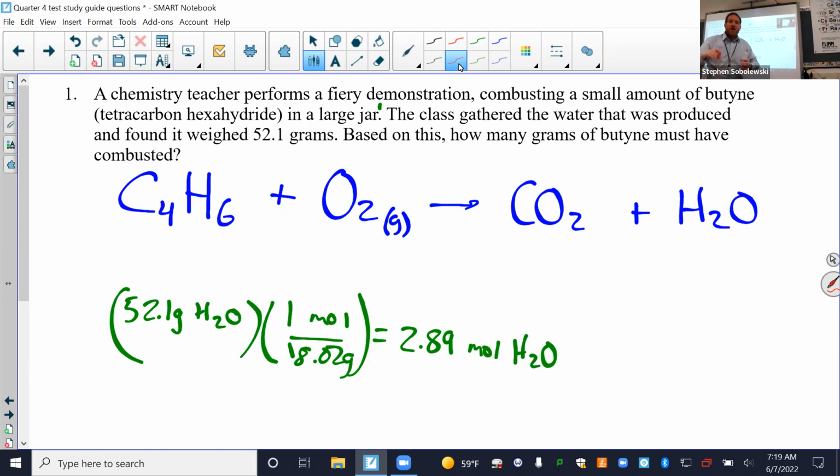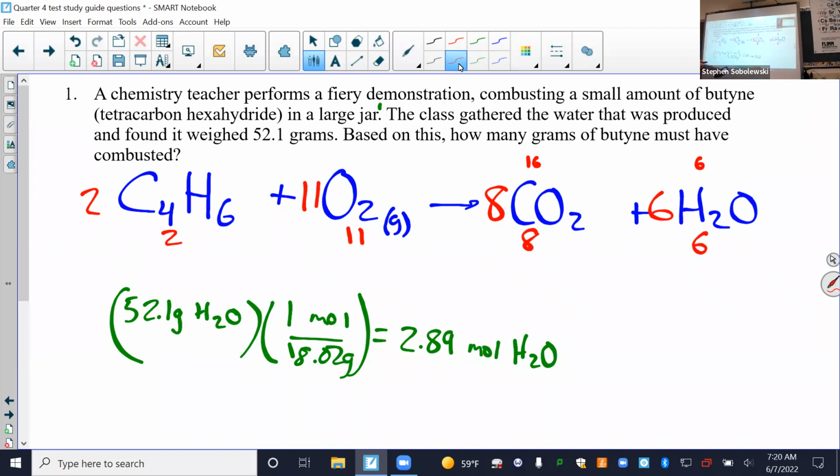So when in doubt, double it. Instead of 1 and 3, I'm going to go 2 and 6. And that allows me to now fix my carbons. 2 times 4 is 8, so I'll put an 8 there. For oxygens, I have 8 times 2 is 16 here, 6 times 1 is 6 here. 16 and 6 is 22, so I need 11. All right, giving me a ratio of 2 to 11 to 8 to 6.